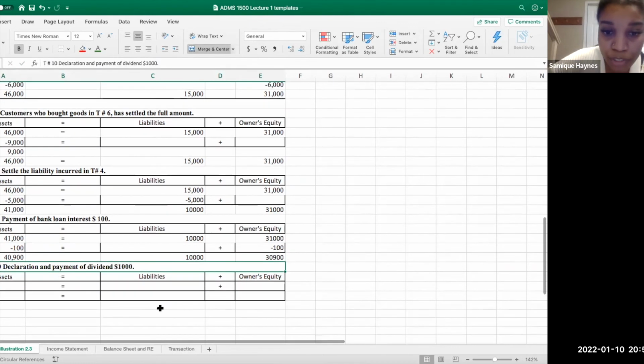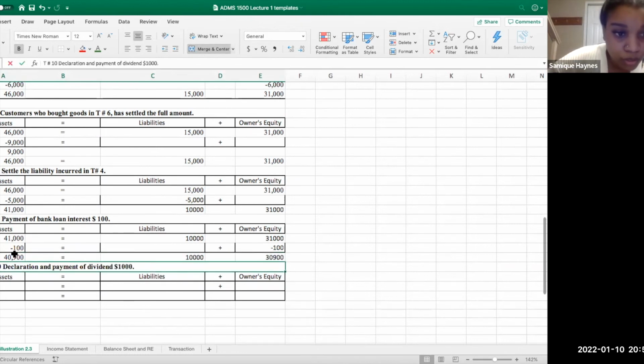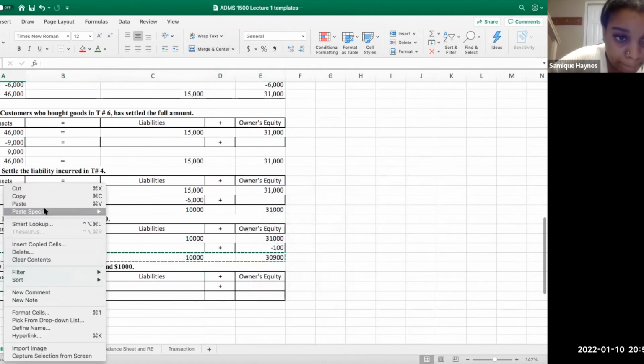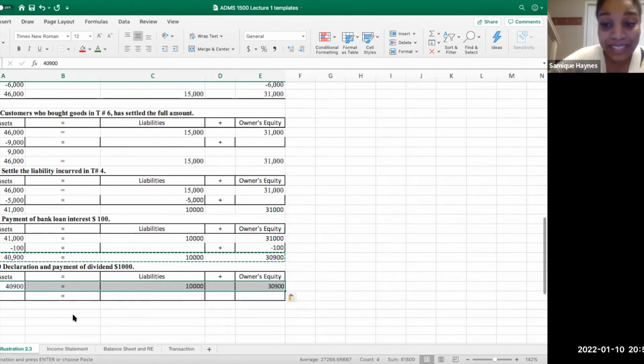Still balanced, right? We're doing good. We're balanced still. That's good. So the last one says declaration and payment of dividend, $1,000. So we declared it and we paid it.